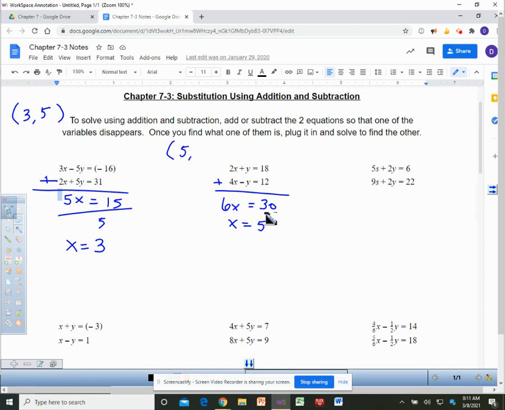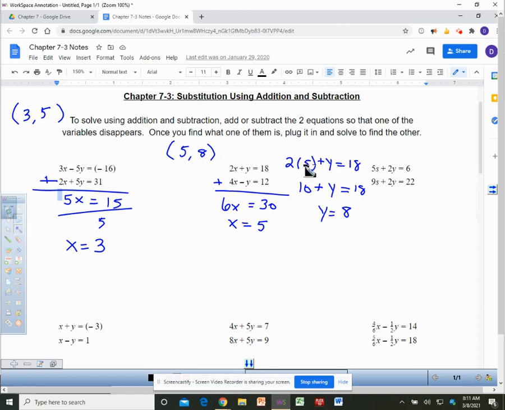And I take that and I plug it into either equation. I'm going to go with the top one, okay? Just to show you it doesn't matter. 2 times 5 plus y equals 18. What's 2 times 5? 10 plus y gives me 18. What's y have to be? 8. Your answer is 5, 8. That is elimination.